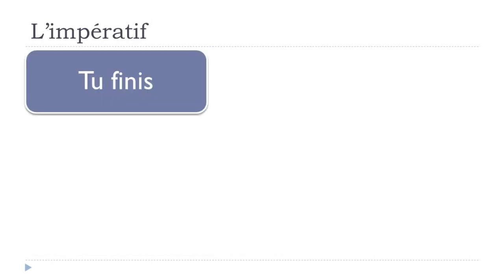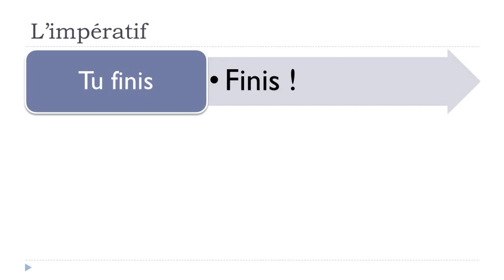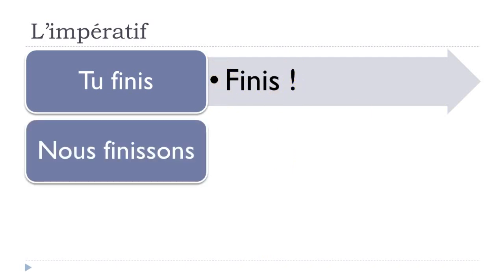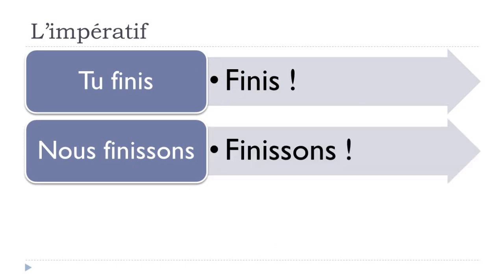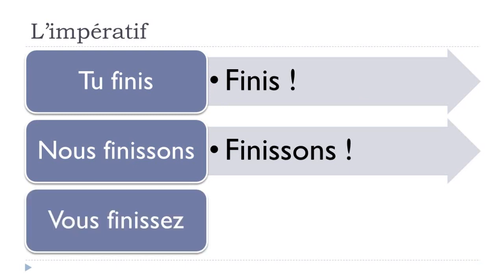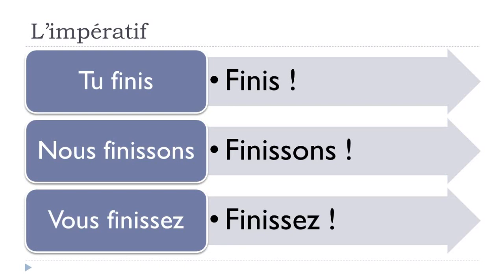So I took this finir, to end, to finish. So tu finis at the present form, and have a look, it's exactly the same form, finis. Point d'exclamation, and you take away the pronom personnel. Then nous finissons, exactly the same form, finissons, don't forget the point d'exclamation at the end, and you take away this nous. Vous finissez, and you will get finissez.